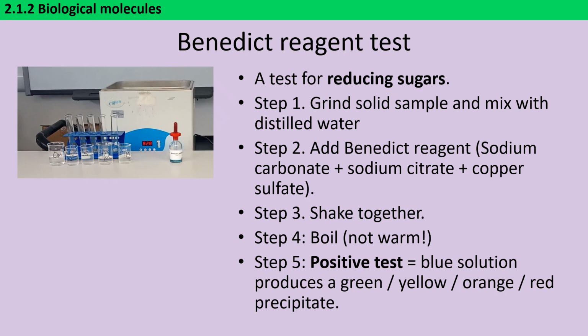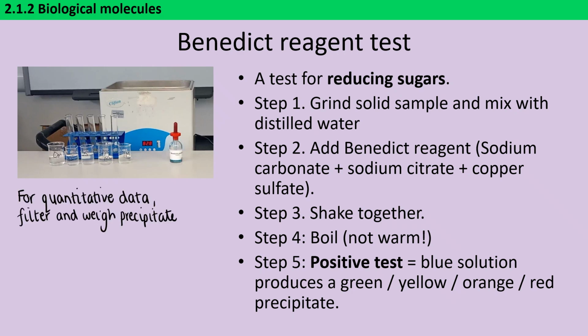So the solution that you start with is a blue solution, and then our positive test is that depending on how much sugar is present in the sample, it will either become green, yellow, orange or red. And this is because it's forming a particular precipitate, and the more of it there is, the further along the rainbow we get.